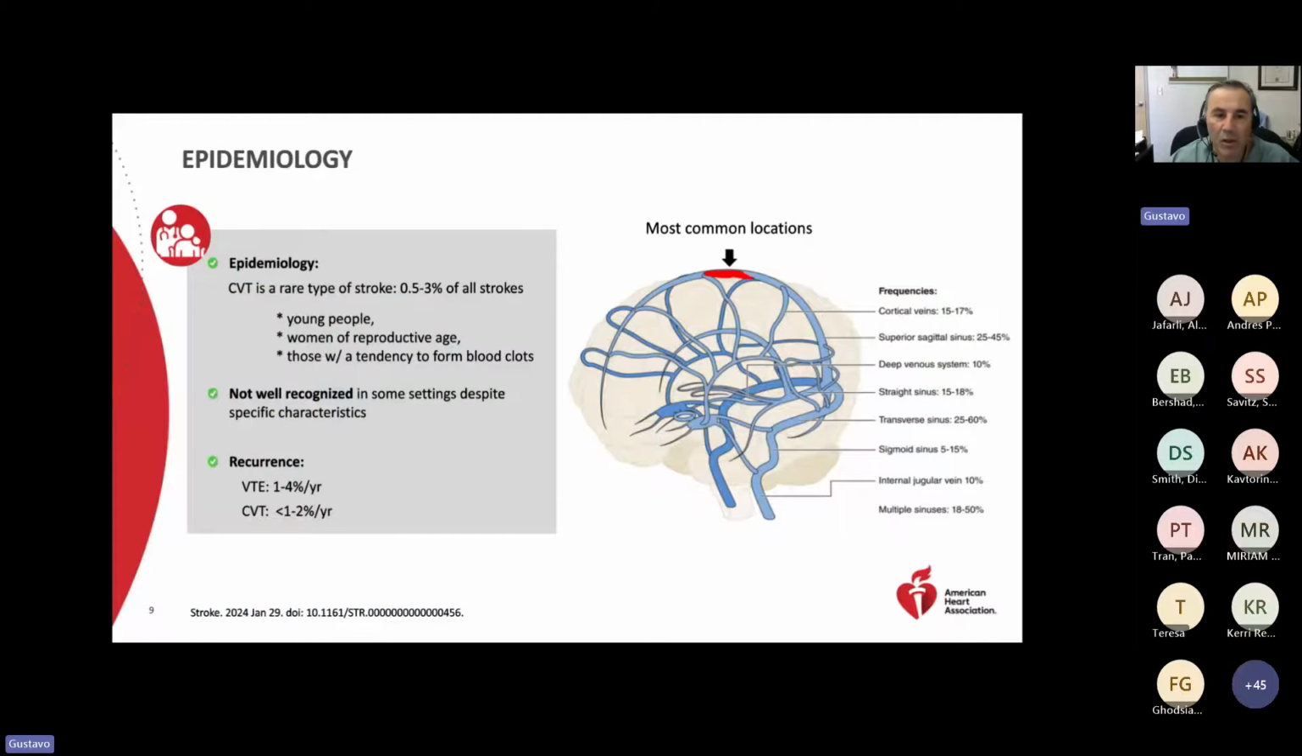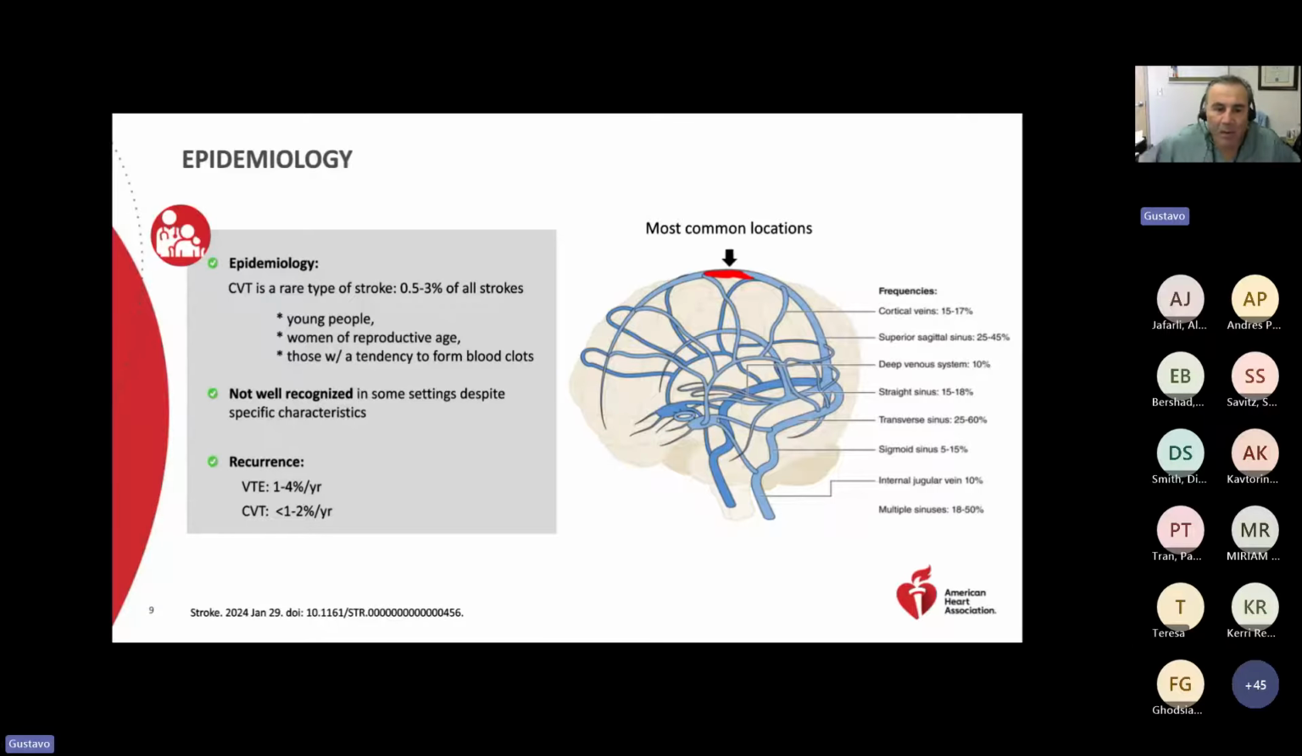So in terms of epidemiology, again, cerebral venous thrombosis is a very uncommon cause of stroke. It accounts for usually 1% of people who had a stroke. It's relatively uncommon, primarily occurring in young individuals, women of reproductive age, and those who have a tendency or history of forming clots. It was not well recognized initially, and we will discuss why. The recurrence of venous thromboembolism is 1 to 4% per year, and for cerebral venous thrombosis it is relatively low, around 1% per year, roughly.